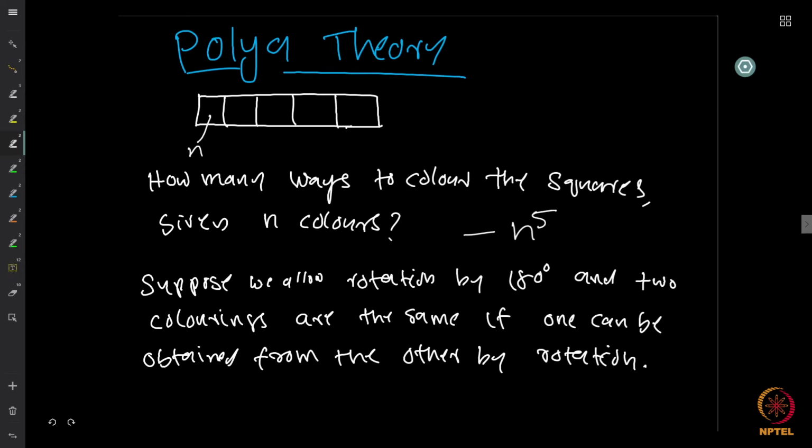So n raised to 5 colorings in total. So I get n raised to 5 distinct colorings of these squares.